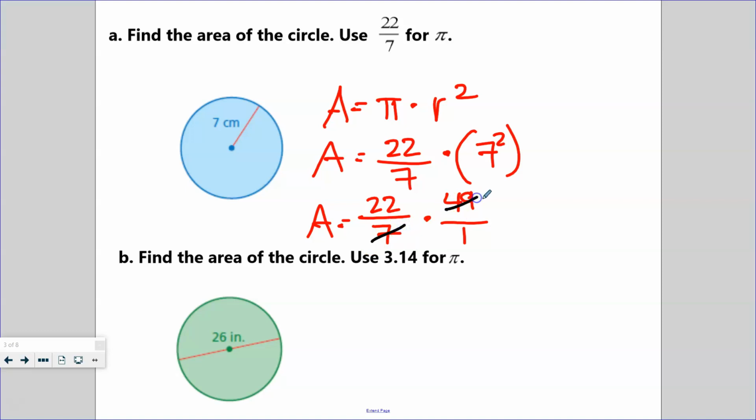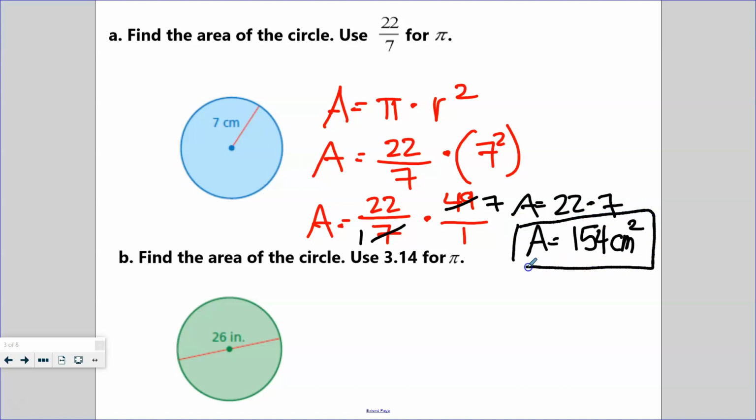And we would see that we can cross cancel. We have 7 groups here, 1 group here. And so we have 22 times 7. So area equals 22 times 7. And 7 times 2 is 14, right? But add the 0 because it's in the tens column. And then 7 times 2 is 14. So 140 plus 14 would equal 154 centimeters squared. Hope you got it, right?